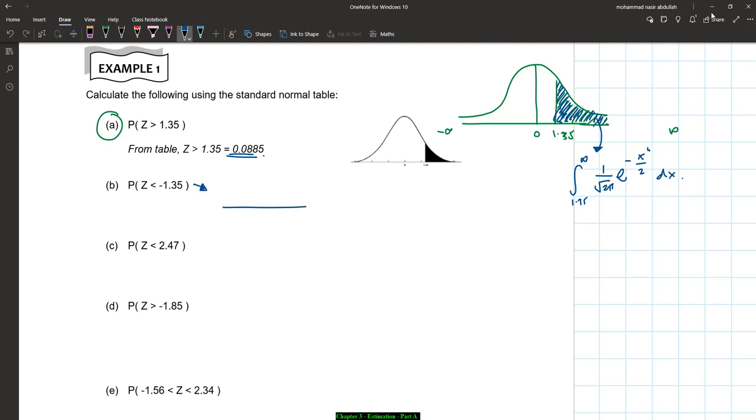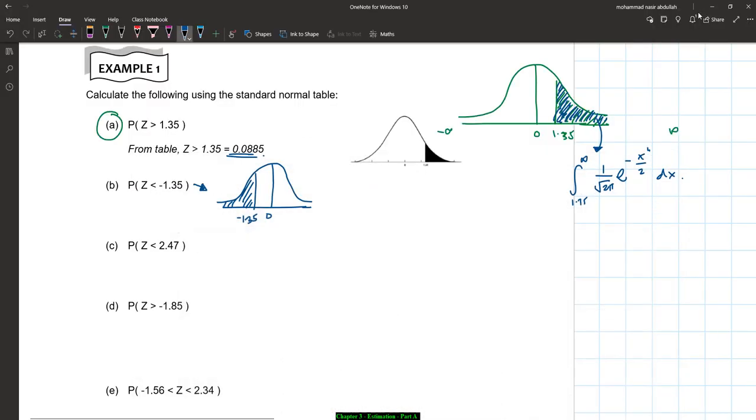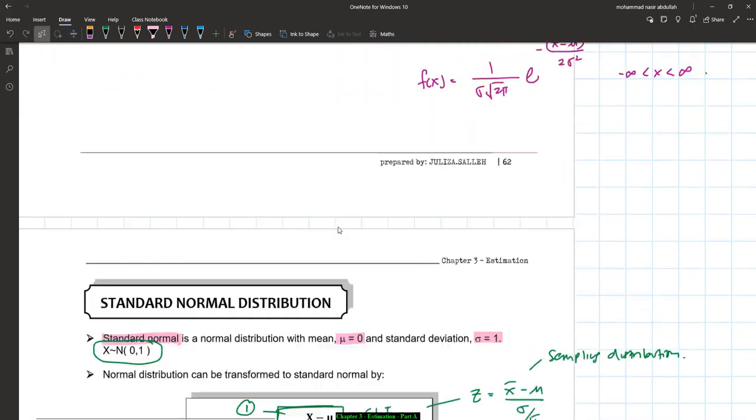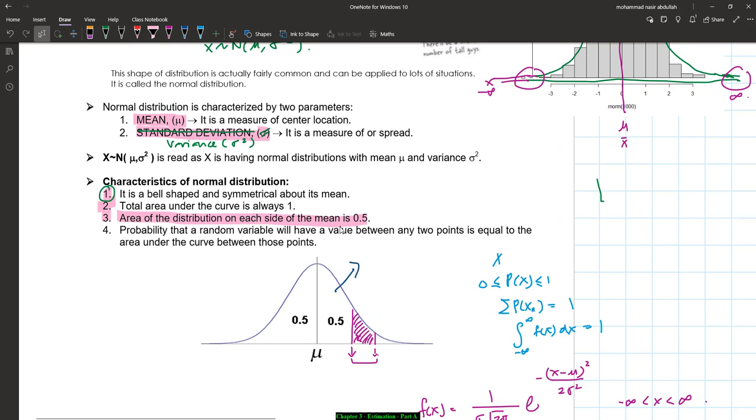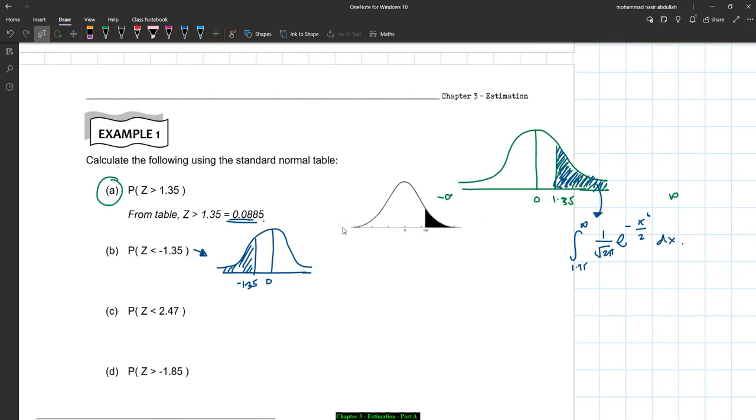Find the probability z less than negative 1.35. We want to find the area on the left hand side, but the statistical table only provides the area on the right hand side. From the characteristic of the normal distribution, the area on the left hand side is equal to the area on the right hand side. So this is the same value, also equal to 0.0885.